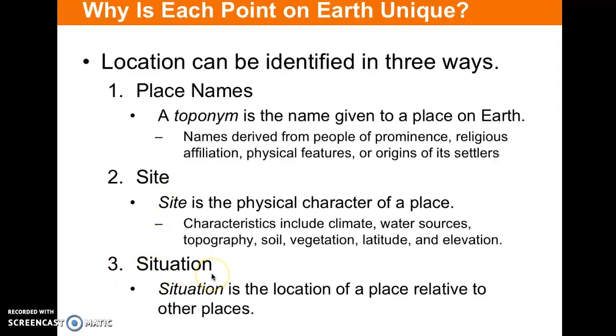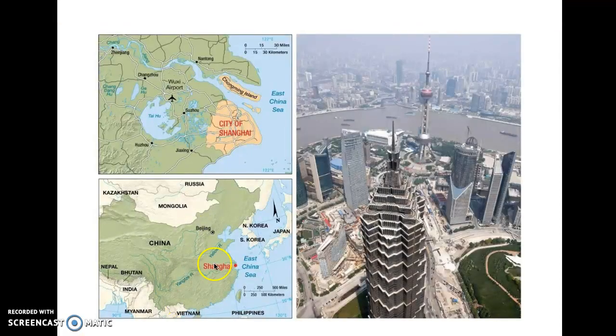And our situation. Situation is a place relative to other places. So we are east of the Gulf of Mexico. We are west of the Atlantic Ocean. We are south of Georgia. Boynton Beach is south of Lake Okeechobee. Our school is inland from the Atlantic coast. So if we look at Shanghai, we could talk about some characteristics of Shanghai. Again, site, physical characteristics; situation, its location relative to other things.